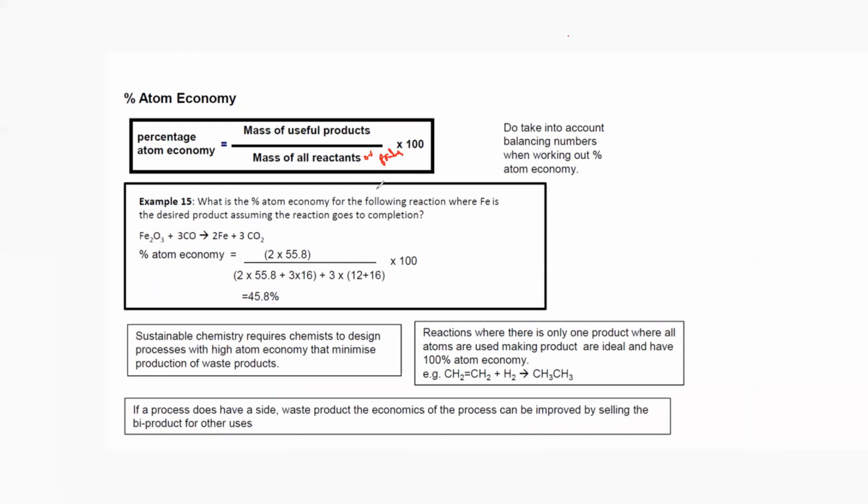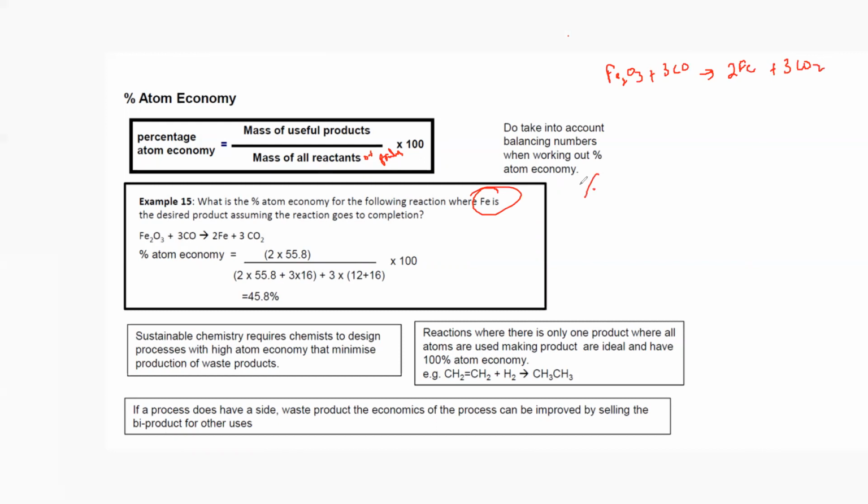That is known as the atom economy. For example, we have this reaction. What is the percentage atom economy for the following reaction where iron is the desired product? So we want to produce iron, and the equation is given that iron 3 oxide reacted with carbon monoxide to form 2 iron and 3 molecules of carbon dioxide.